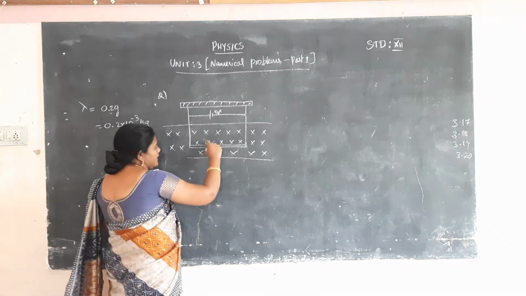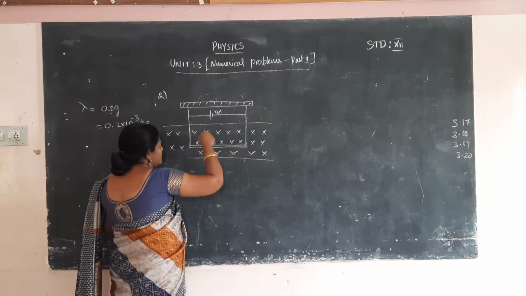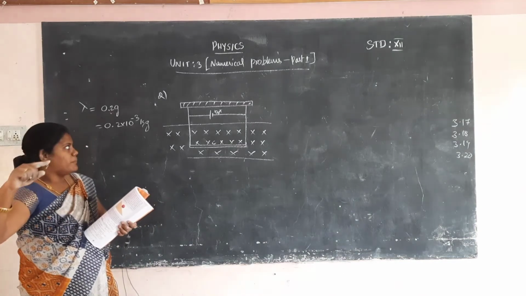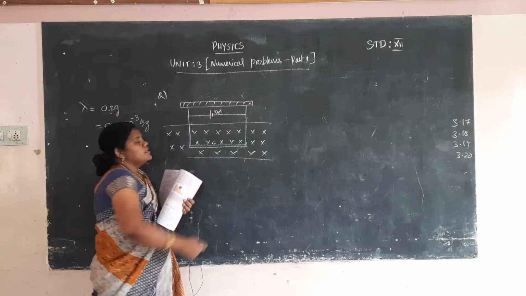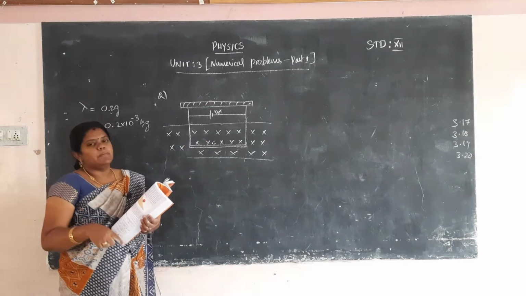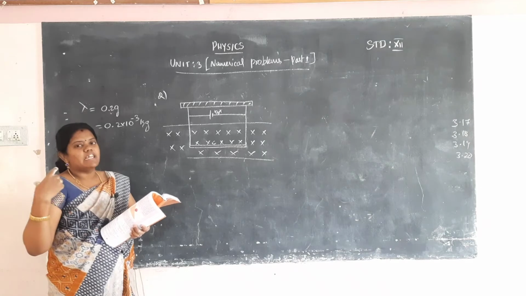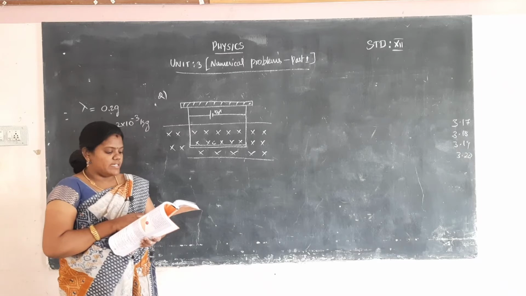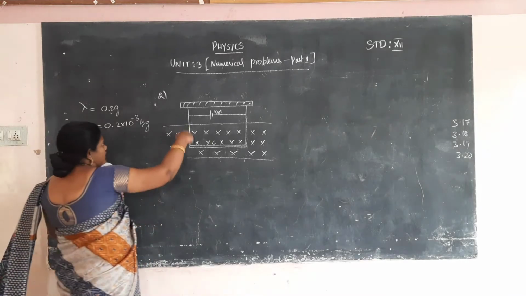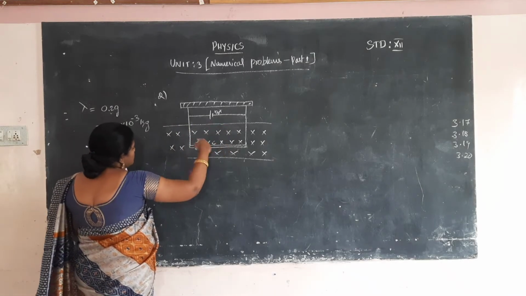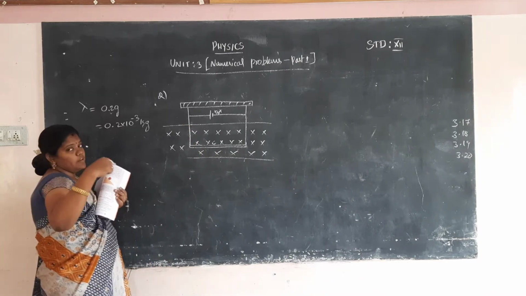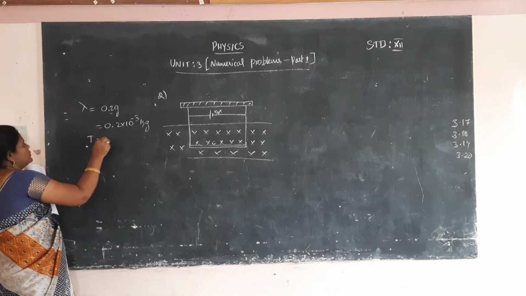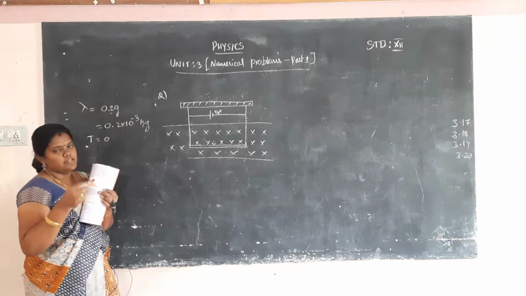Then the conductor is suspended by a flexible wire. The wire is fixed at a rigid support on the top side. The full setup is placed in a magnetic field. This is the question. Suppose the tension in the supporting wire is 0. The conductor is suspended by 2 wires, and the wire tension is equal to 0. The tension acting on the wire is 0.